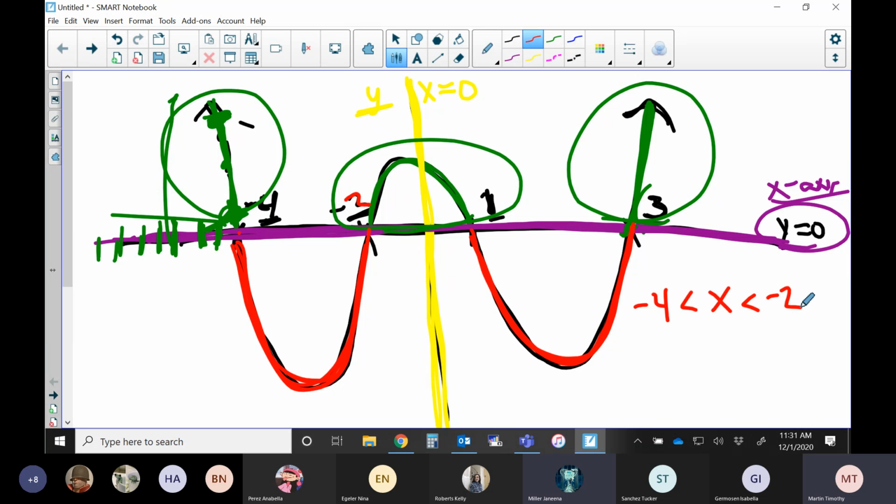So in math, we would write it like this, which is saying between negative 4 and negative 2. So how do we say the next section? Between 1 and 3, the graph will be negative. And so how would we say that in math? 1 is less than x, and x is less than 3. Just like that.